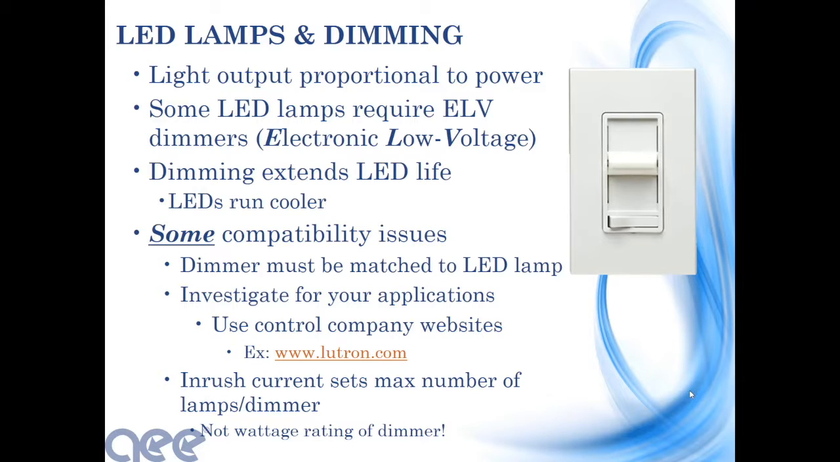Now, there's a very important point here. It's the last one on here, but it's the most important thing on the slide. We used to know how to use dimmers that were rated like 600 watts. You just added up the loads and made sure they didn't exceed 600 watts. You can't do that with LEDs. There's an inrush current set by the capacitors in the power supply of each of the LED bulbs. And that inrush current is what's going to set the maximum number of lamps on a dimmer, not the wattage rating of the dimmer. So that's very important.